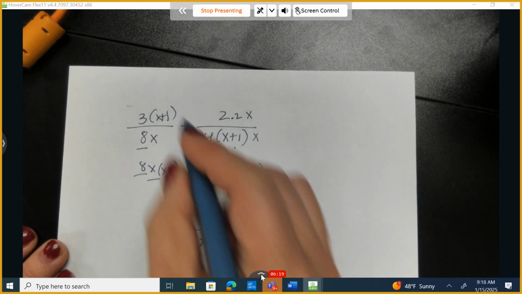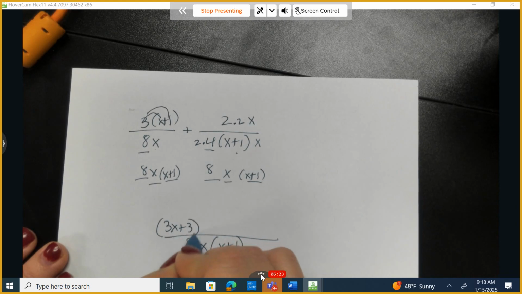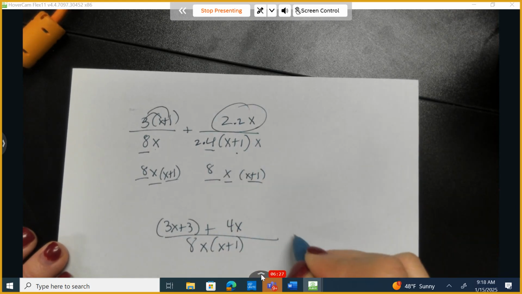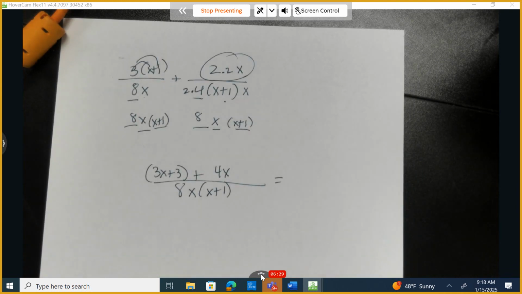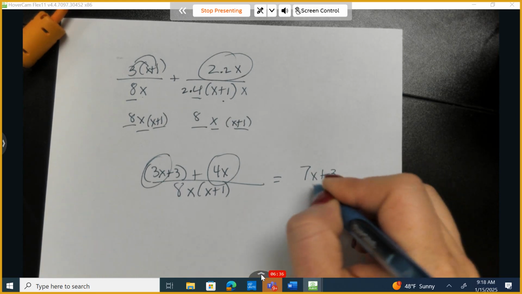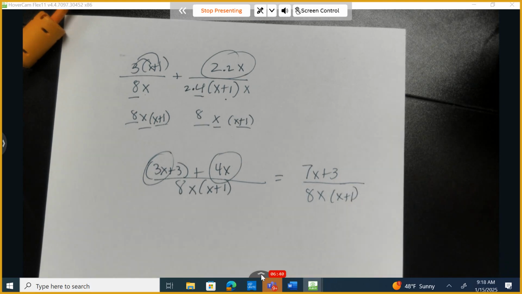Now in the numerator over here, I'm going to multiply these right now. I have 3x plus 3. And over here I'm going to multiply these and I have 4x. Am I done? I'm not done simplifying. I look in the numerator and I go, oh, I can put together a 3x and a 4x. And we are completely done.